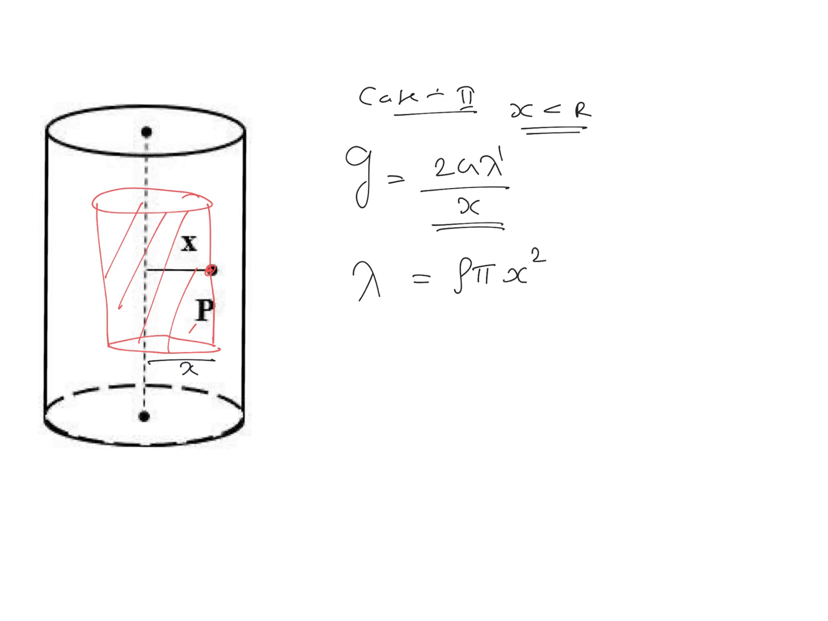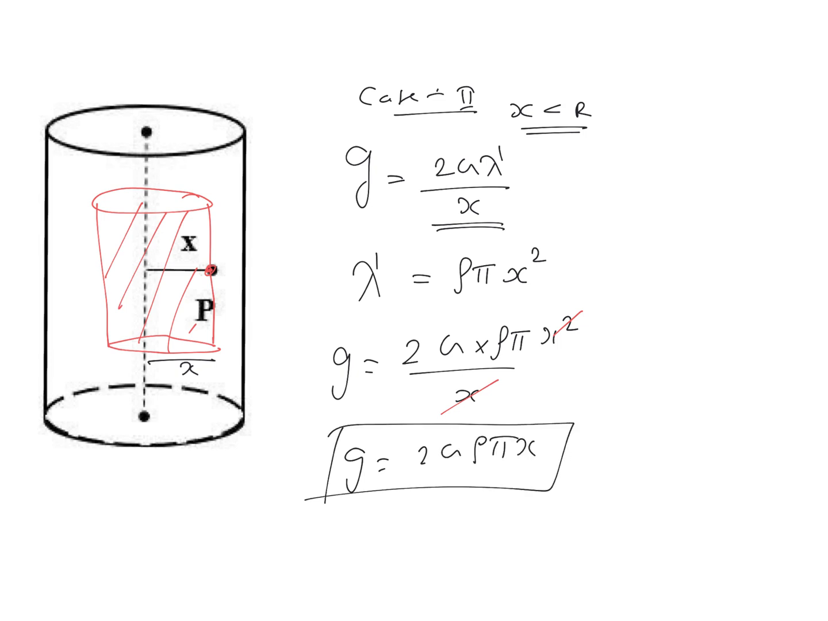We should write rho into pi into x square. So if you are putting this value, it's going to be 2 into G into lambda dash. Instead of lambda dash, you can write rho pi x square divided by x. So this x and this x get cancelled, so we can write this is equal to 2G rho pi x is the value of gravitational field. So just remember this equation, or we can say that this is directly proportional to x.